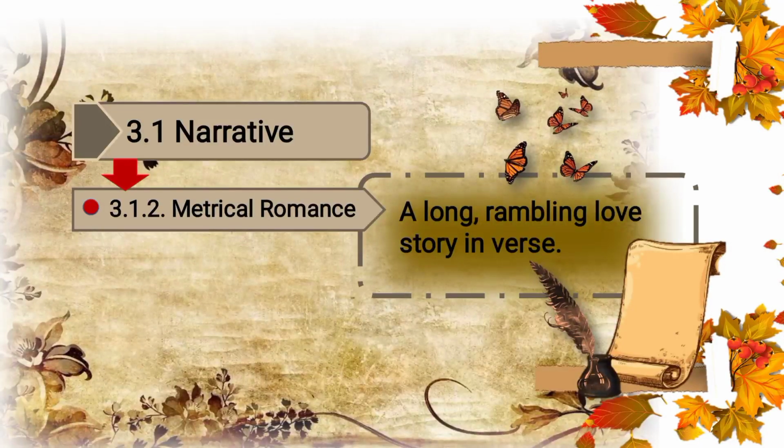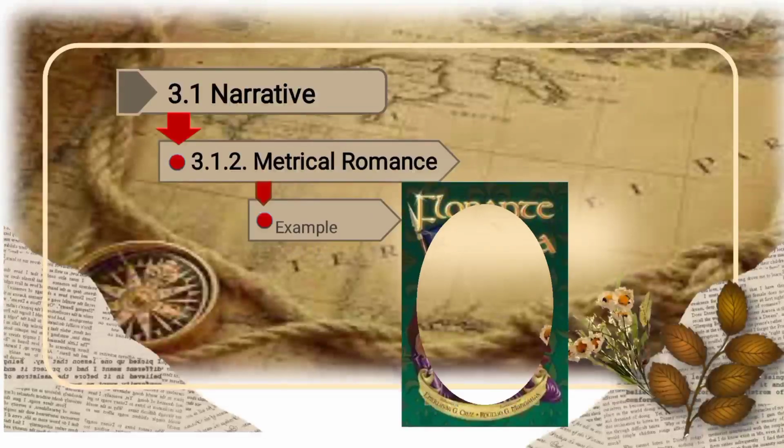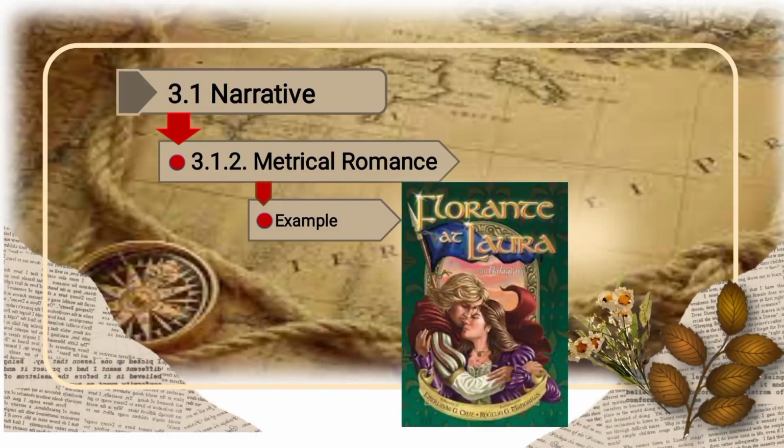Next is mythical romance. It is a long rambling love story in verse. It dominantly depicts ideals of chivalry, romantic love, and religious elements. An example of this is the Florante at Laura by Francisco Baltazar.